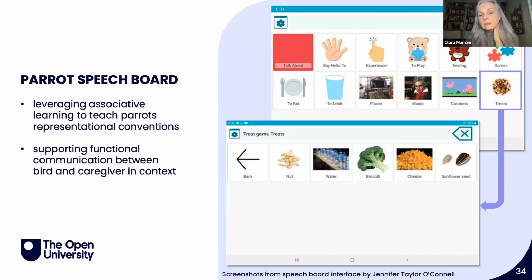This is a tablet-based application featuring menus and submenus of items such as pictures and drawings, representing objects and ideas that might be relevant for the birds, including food, games, places, and even affective states. She has leveraged associative learning rules to teach the birds the meaning of the different representations so they could use them to communicate with her in their daily life.